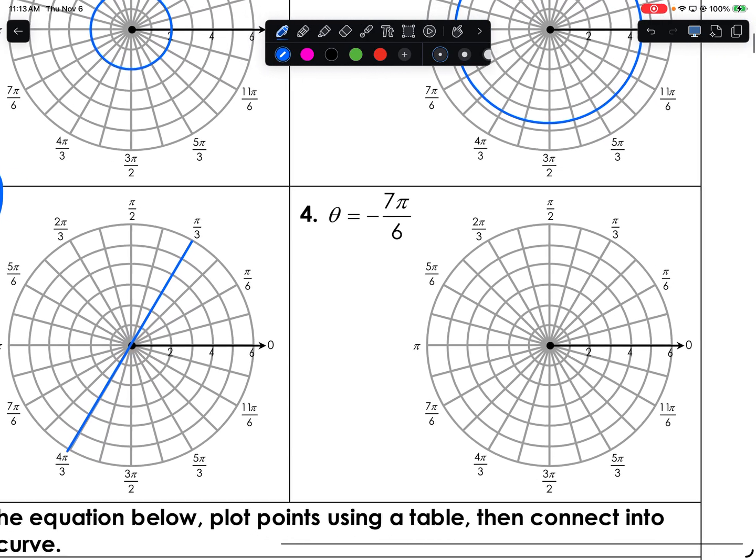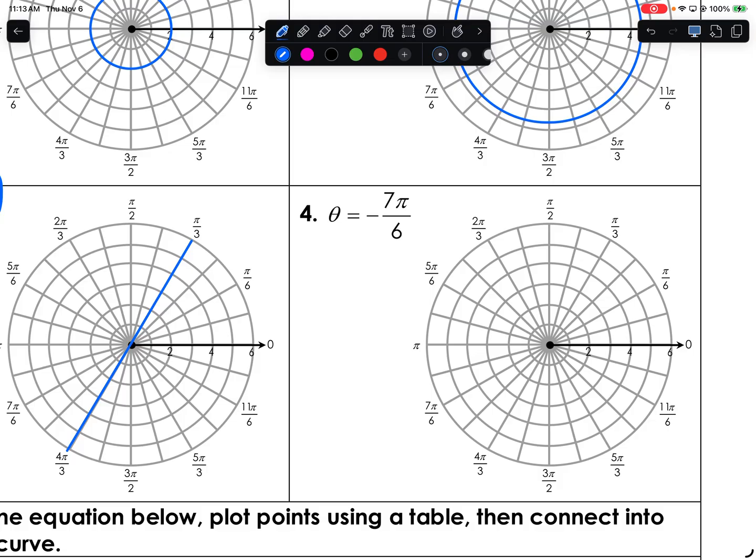So if I have negative 7 pi over 6, what value do I want? 5 pi over 6. So I'm going to draw 5 pi over 6 and keep going.